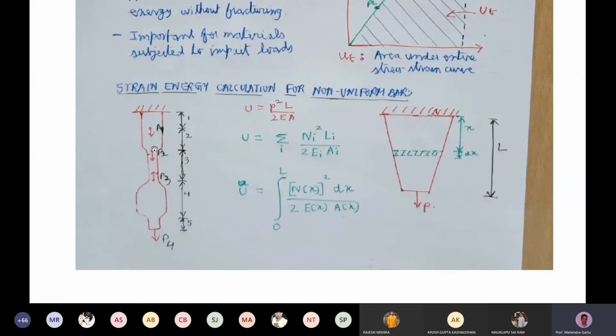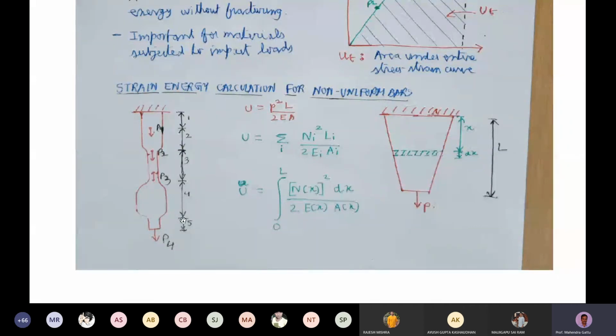So what we'll do is we'll split this bar into multiple segments. So we have segment 1 here, and then segment 2 between these 2 points, and then segment 3, and segment 4, and then segment 5. Because there is a variation of cross-section area, we will have that segment 5. And here also, because of the intermediate load, there will be a change in the axial force. That's why we are splitting this constant area into 2 segments. So we'll divide this into 5 segments.